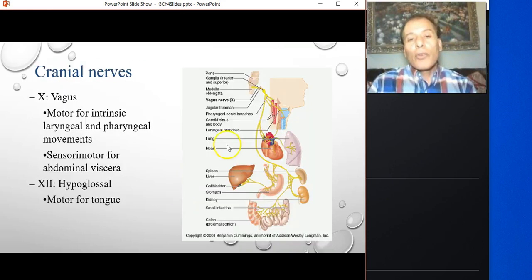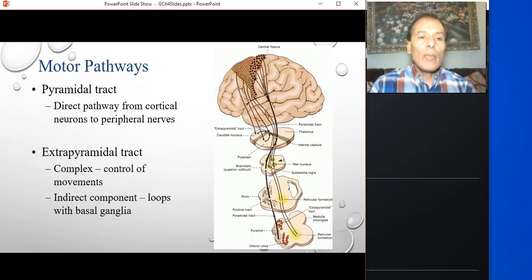Okay, that's enough for the cranial nerves. Again, you'll study them in depth in anatomy and physiology and in neurology. And then we have a structure called the pyramidal tract.